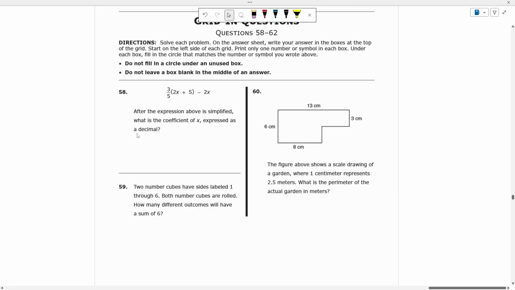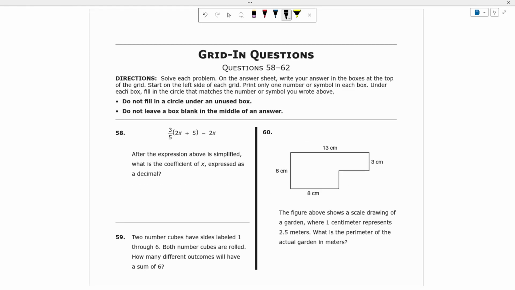So we're going to start with 58, and it says that after the expression above is simplified, what is the coefficient of x expressed as a decimal? So what is a coefficient? A coefficient is any number in front of any variable. So for example, if I have 3y, the coefficient of y is going to be the number in front of it, or 3. If I have 2x, the coefficient is going to be the number in front of it, or 2.